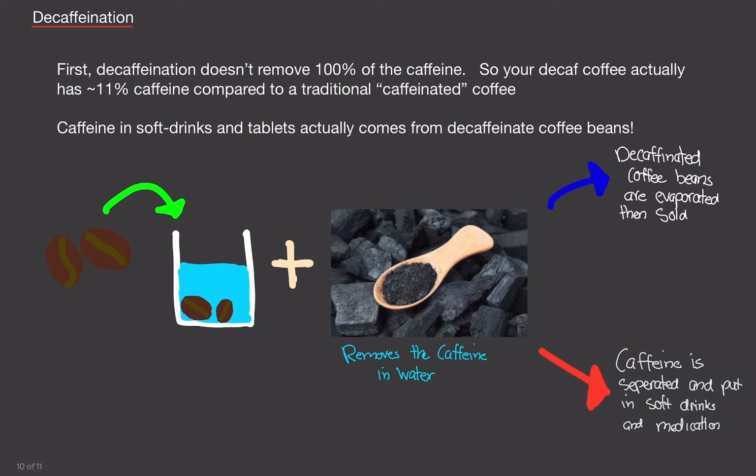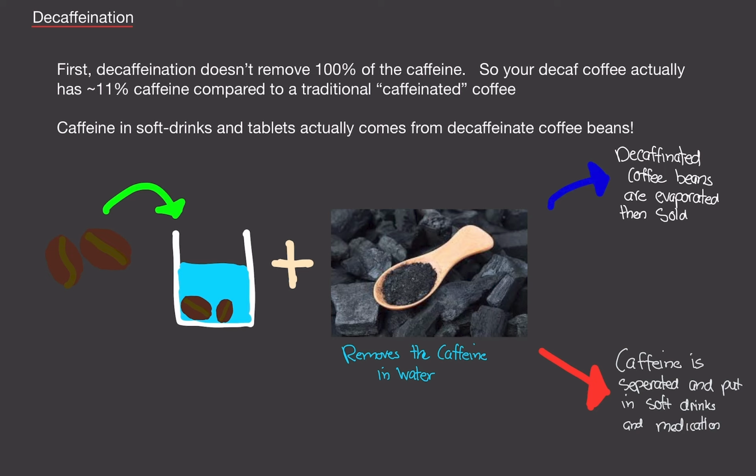Okay, now actually let's go over how to make it with decaffeination. This is how it works in the real world. The first thing we need to go over is that decaffeination actually doesn't remove 100% of the caffeine. So when you go to Starbucks or your favorite coffee shop and you say, I want a decaf coffee, there's still caffeine in there. It's physically not possible to remove it all.